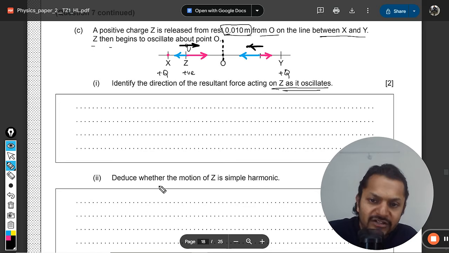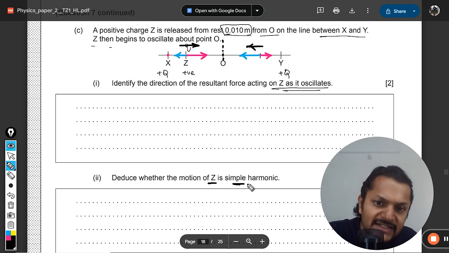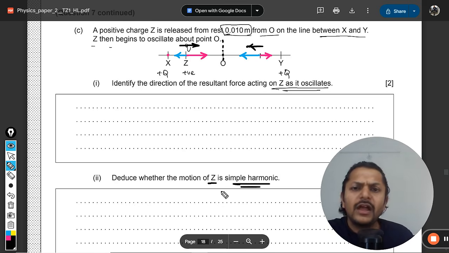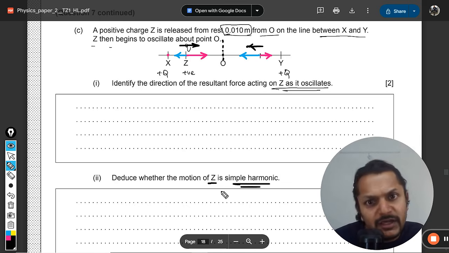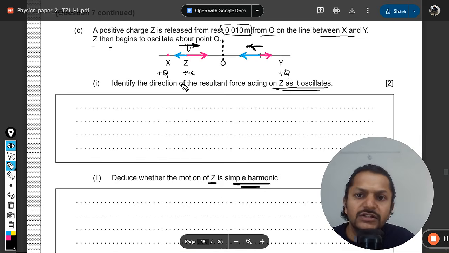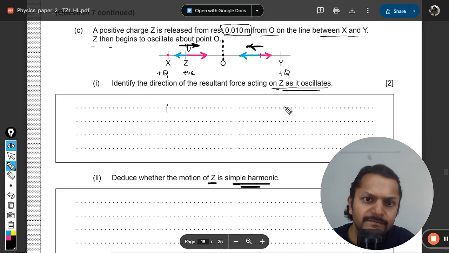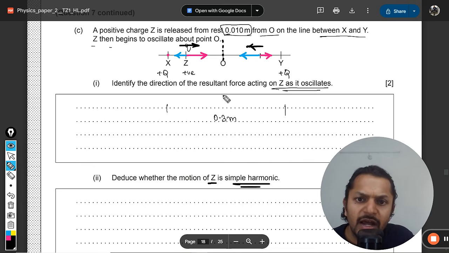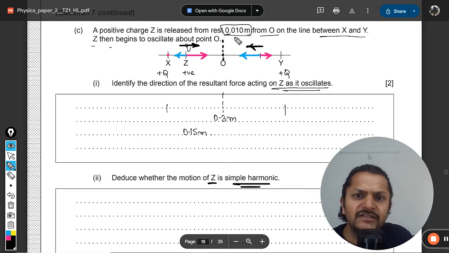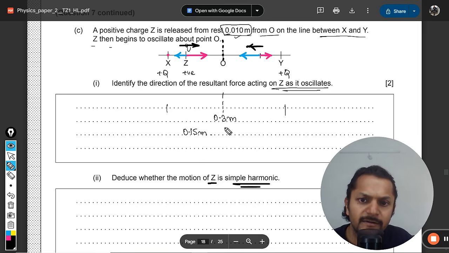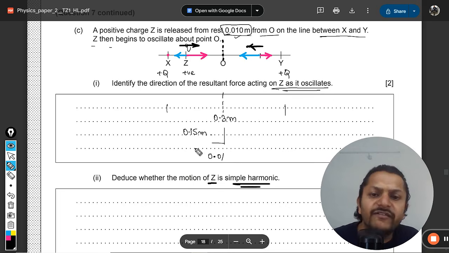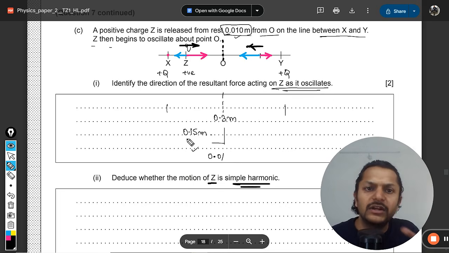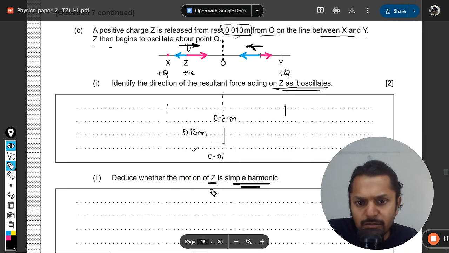Now next question: deduce whether the motion of Z is simple harmonic or not. So this answer will be a bit dicey here, because you see that this distance given between X and Y was 0.3 meter, if I'm not wrong, and the half was 0.15. But here you're talking about a very small distance, which is 0.01 meter. So it's kind of 15 times lesser than what the distance was.